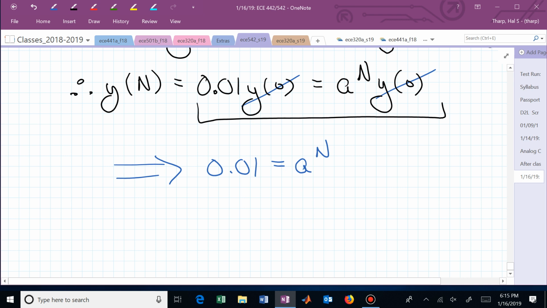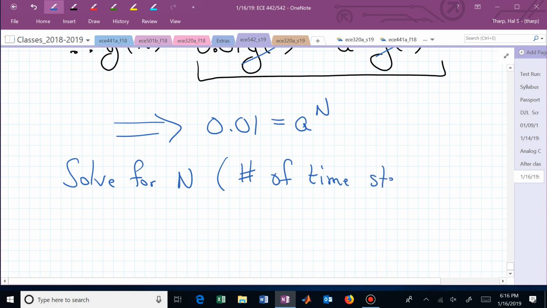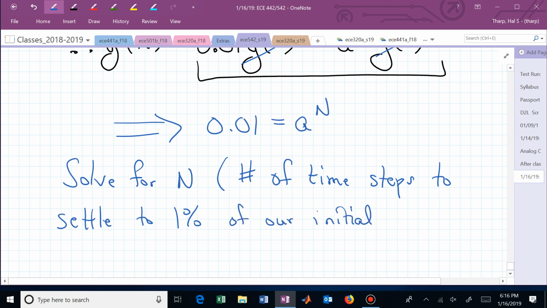Since you're an engineer, you've had all of this math. What we want to do now is solve for n, where n is actually the number of time steps to settle to 1% of our initial value.